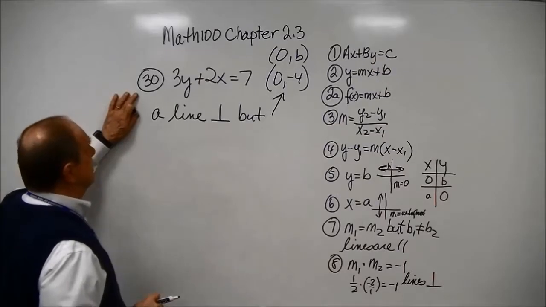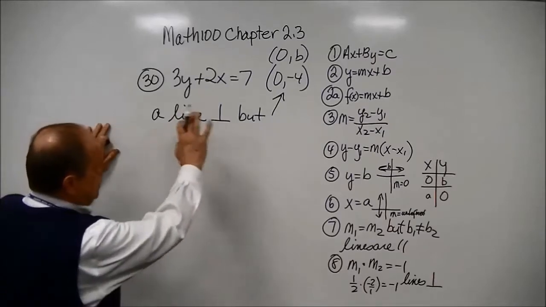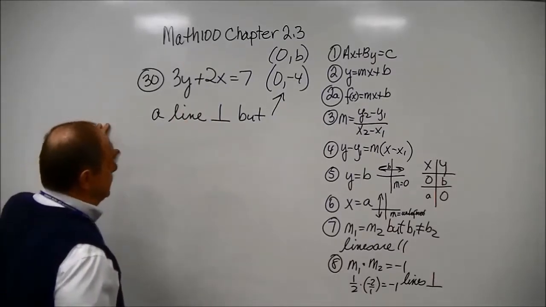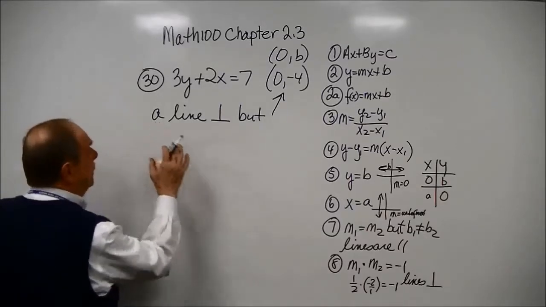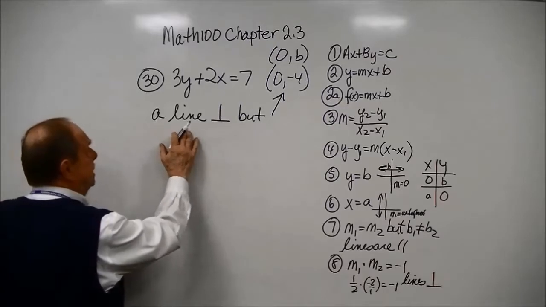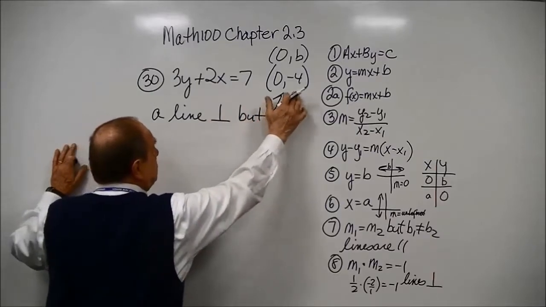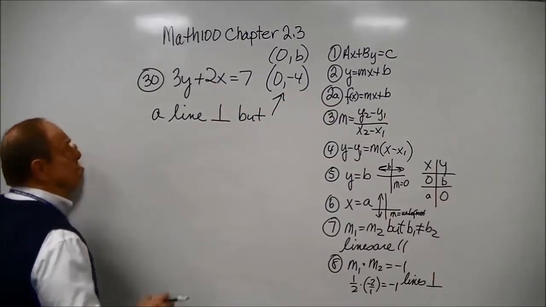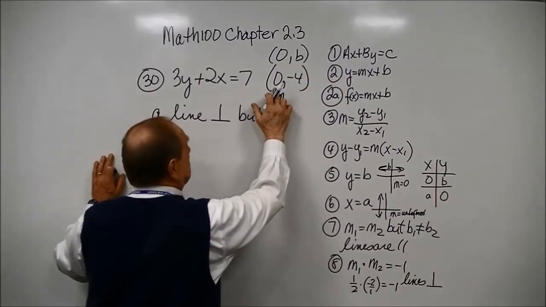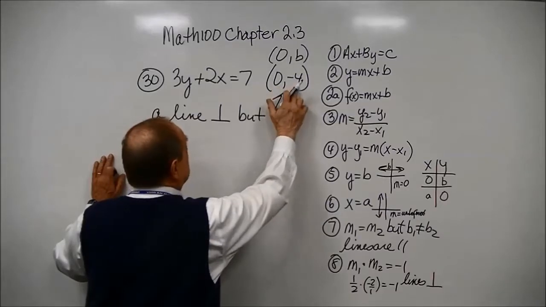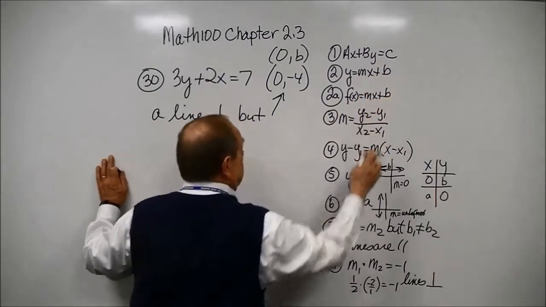I'm redoing number 30 as well, because it was sort of jammed in, and here we can see it a lot better. The instructions for number 30 were to give an equation in function form that is a line perpendicular to this equation, but with this y-intercept. Remember, the y-intercept is in the form (0, b). Anytime we have a 0 for the x-coordinate, whatever is in the y position is our y-intercept.